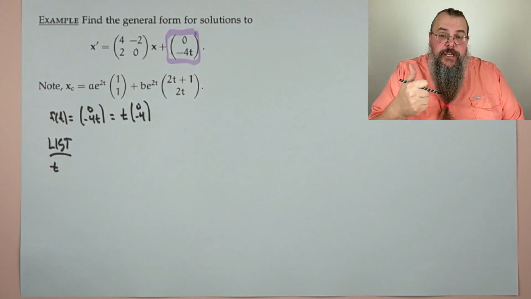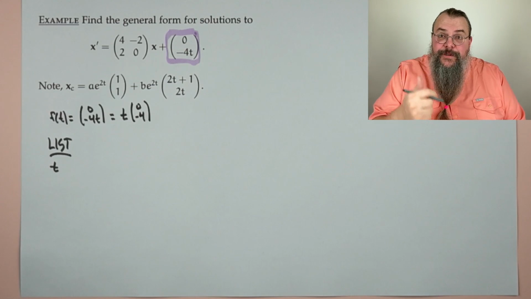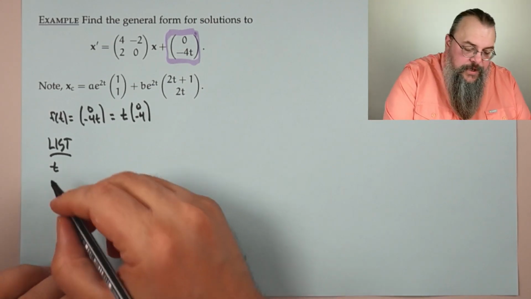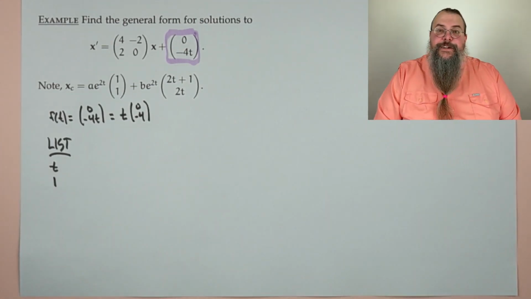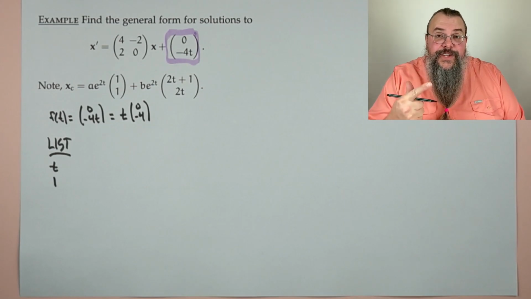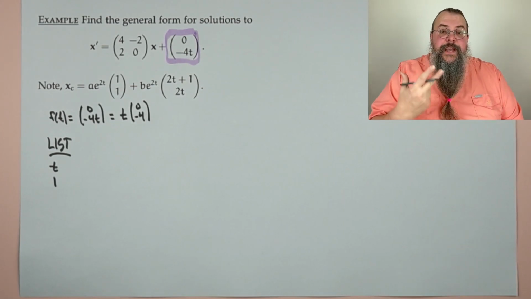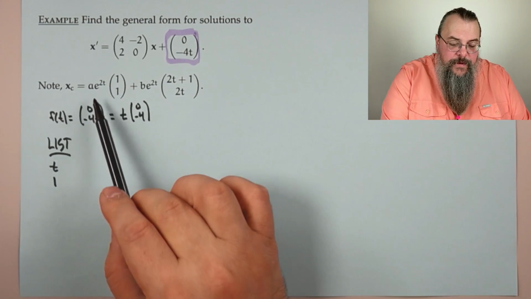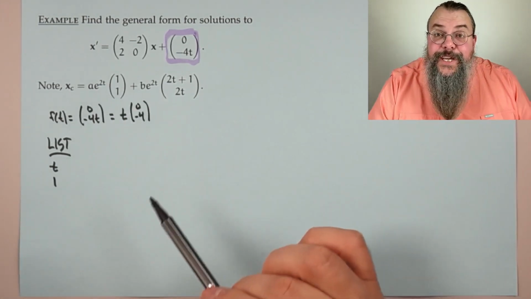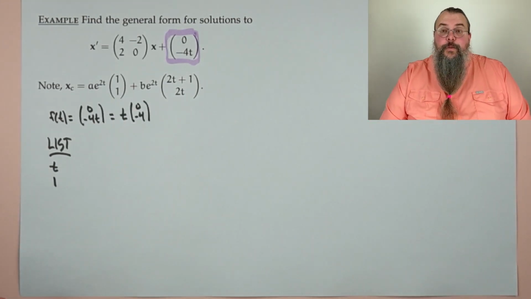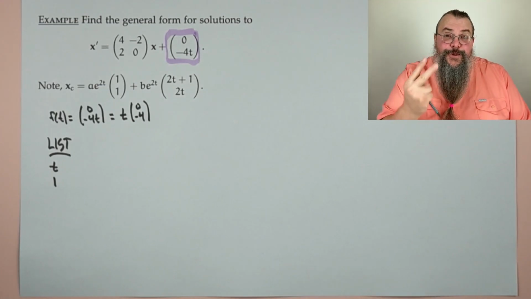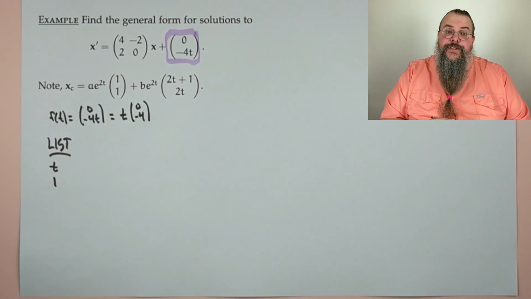Go through the rules. Do you have a power of t? Oh, we actually do. Make sure you have lower powers. We don't. So we're going to fix that. So we're going to add another function to our list. Sines, cosines, good to go. Any overlap? Well, overlap would be if we had e to the 2t, which we don't. So great. We have two functions on our list.